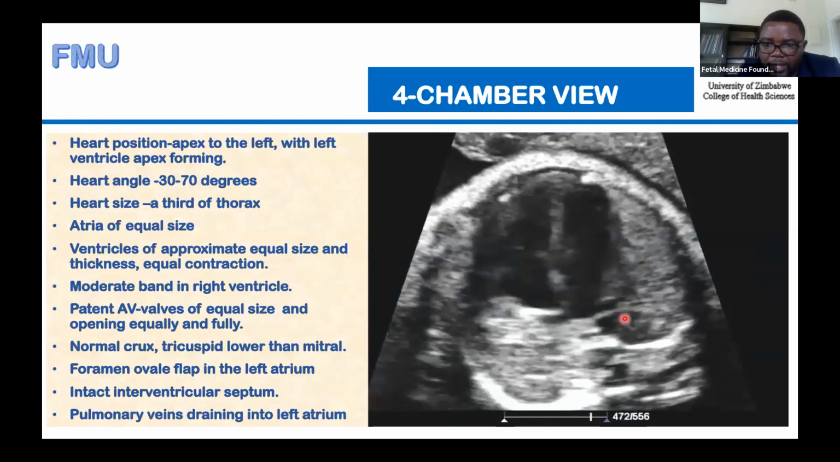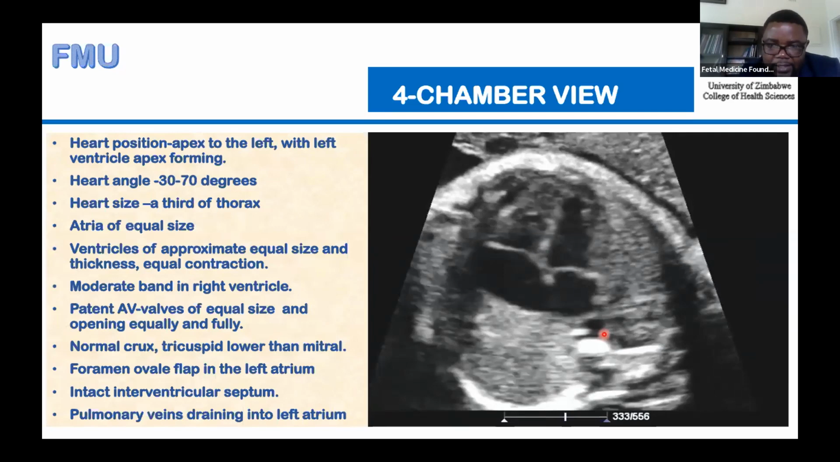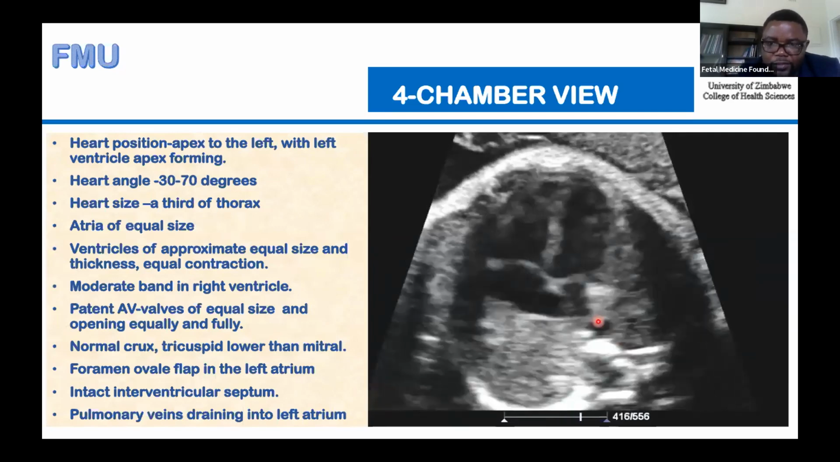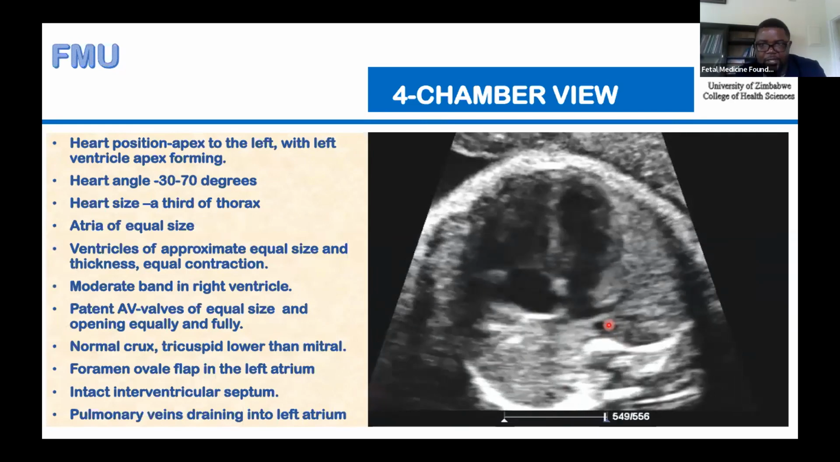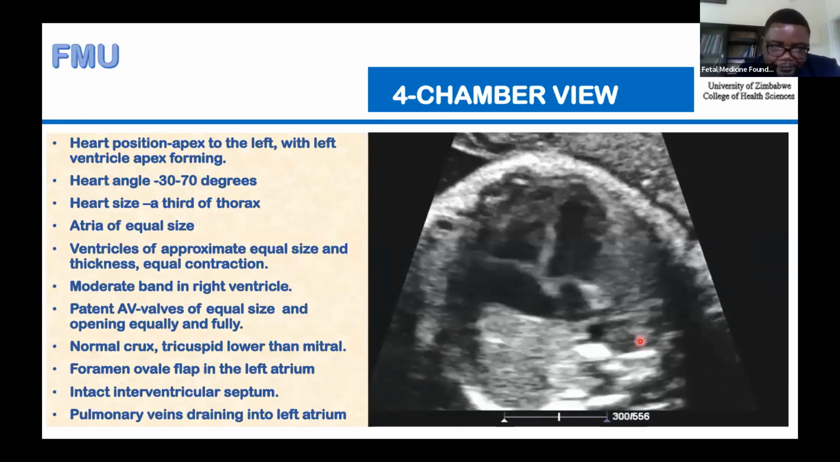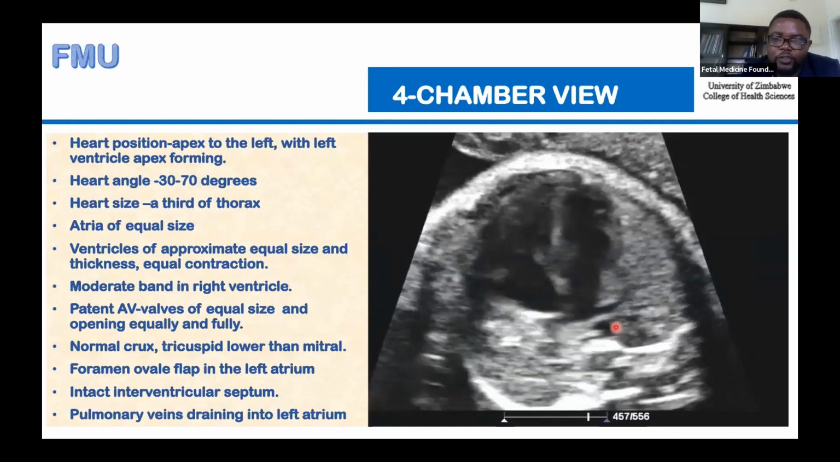And the ascending aorta should be seen here nicely as a single vessel. You should not see two vessels at this level. If you see two vessels, this vessel here, then there is a problem. So this is how the heart should be looked at when you are doing a 4-chamber view.